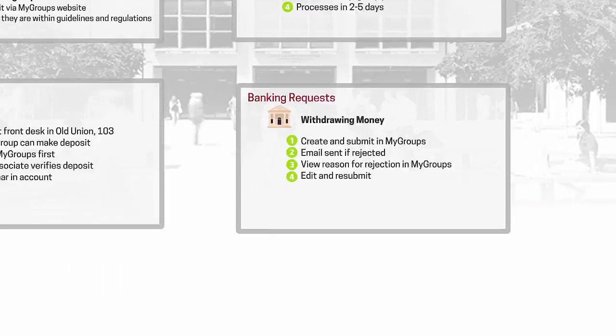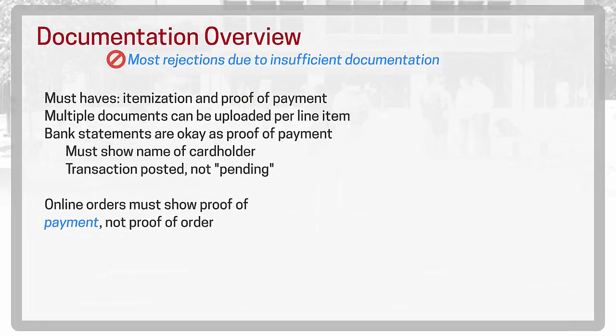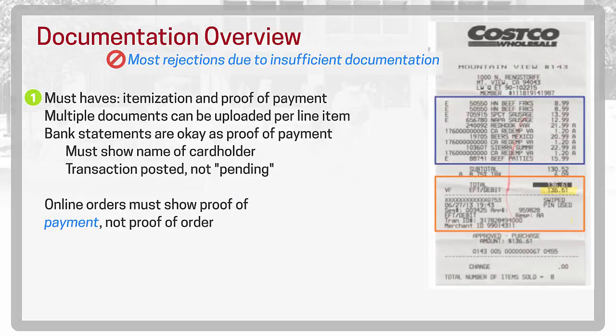The biggest reason requests get rejected is for insufficient documentation. We need two things for documentation of all purchases: itemization and proof of payment. Most, but not all receipts, have these two things, so you and your group members should confirm when you are looking at a receipt. Multiple documents can be uploaded to a line item on MyGroups, so if you have one receipt that shows itemization and another receipt that shows proof of payment, both receipts can be uploaded for that transaction. If only the receipt showing itemization is uploaded or vice versa, the request will be rejected.